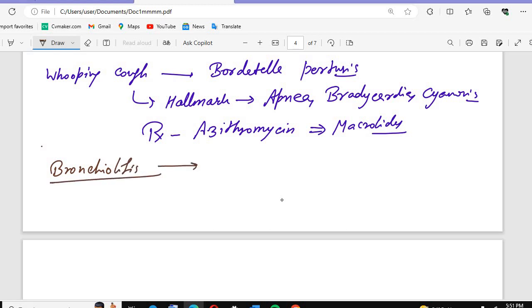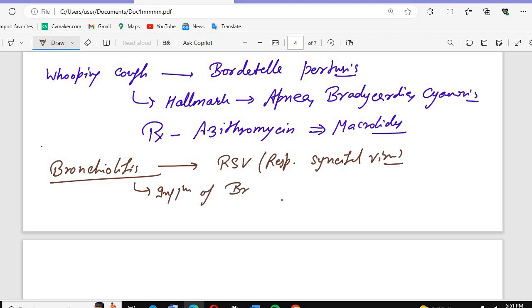See, bronchiolitis: remember what is the cause of bronchiolitis? That is RSV, respiratory syncytial virus. In bronchiolitis, there is inflammation of the bronchioles. You need to remember these things only for this. And the treatment, can you tell me? Since there is a problem with bronchiolitis, we can give humidified oxygen.